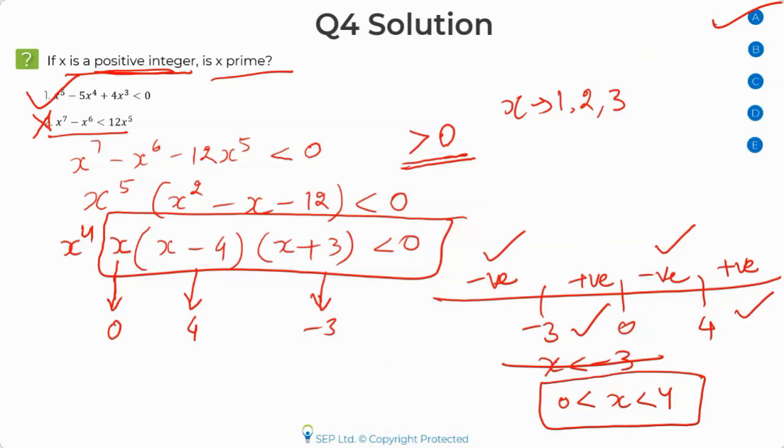Okay. Why disregard x less than -3? Good point, Adibole. Why have I disregarded x as less than -3? Focus on this part. Again, you are missing the constraint. It is clearly given that x is a positive integer. Okay, so the answer is A. Yes, Tim. The answer is A.